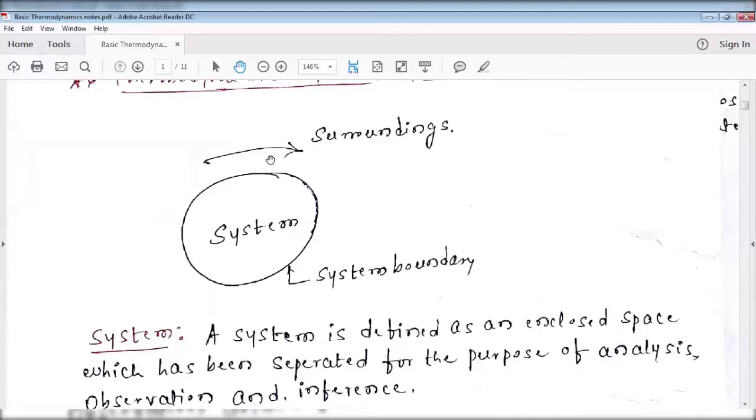In many cases, our body is the best example for thermodynamics. Our body is one system. Our body is covered by skin. That skin is called the system boundary. And whatever space is outside the skin, all that space is called the surroundings. Now it's understood to you: system, system boundary, surroundings.